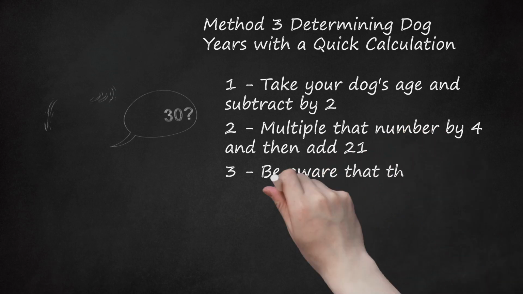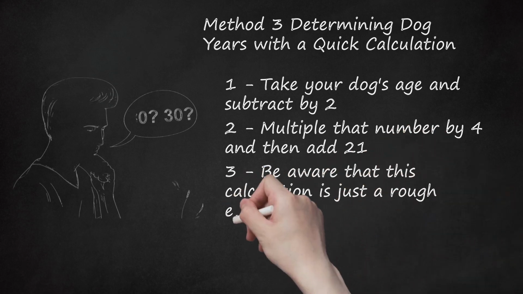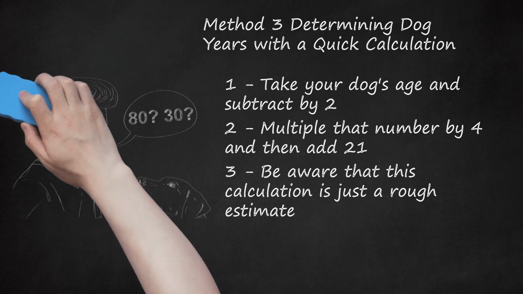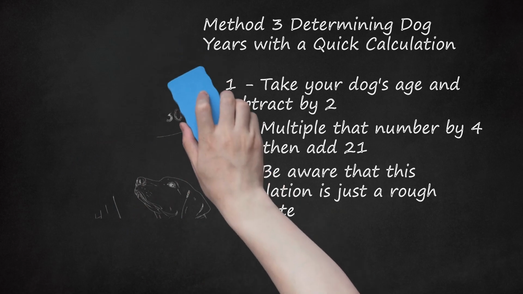3. Be aware that this calculation is just a rough estimate. Because this method does not take your dog's size into consideration, it cannot be completely accurate. This calculation will be more accurate for smaller dogs than larger dogs. For example, as we calculated above, when factoring in size, a Great Dane at 10 years old is 80 in dog years, whereas this method would calculate his age in dog years to be 53. However, this method is an easy trick to calculate dog years quickly if you don't know your dog's size or are in a hurry.